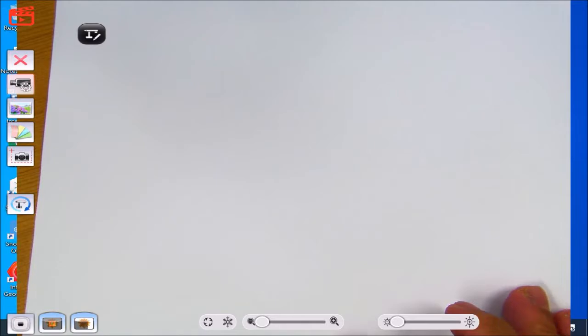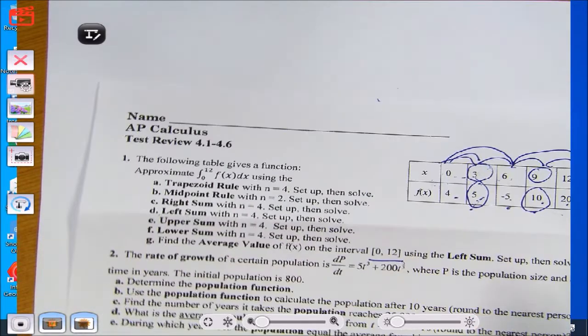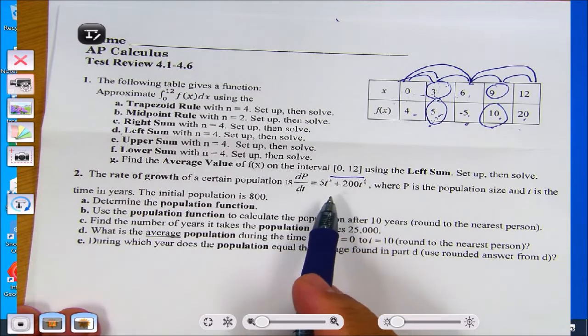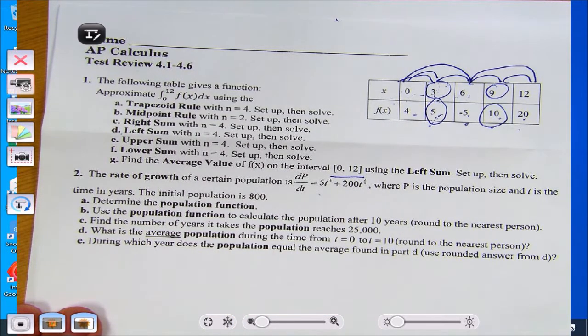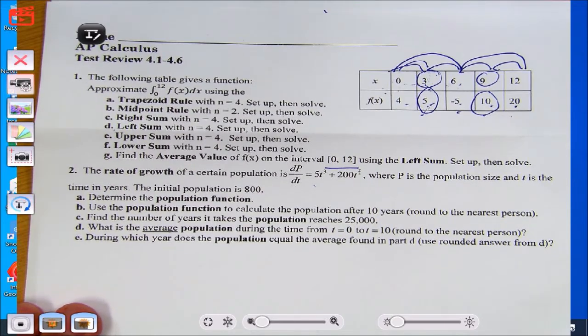Number 2, the rate of growth of a certain population. Right, so they give you the rate of growth, and they're looking for the population function. So that means you're going to integrate that. Wait, watch. You got from 0 to 12. Why wouldn't it be 13? Because 12 minus 0 is 12. Yeah, but 0 is still a number. Yes, but it has no space in 0. Okay, the length is different from how many digits there are. You understand that? All right.